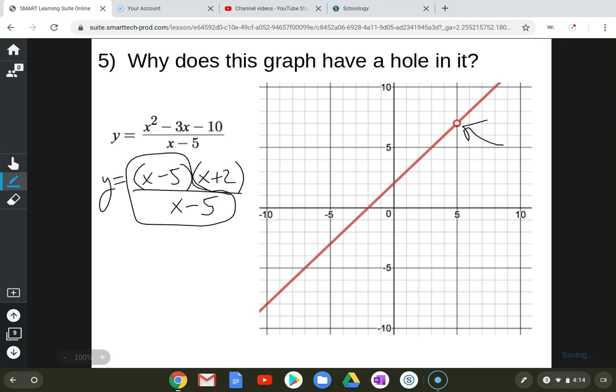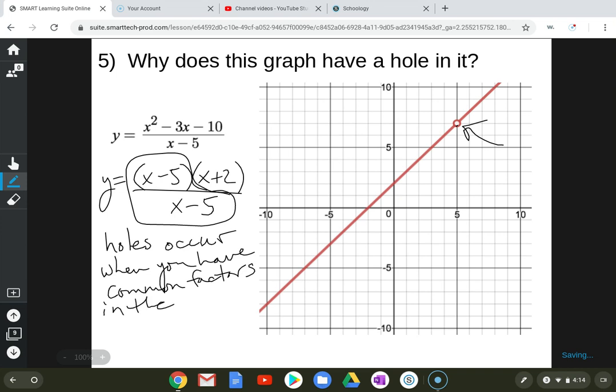So what happens? Holes occur when you have common factors in both the numerator and denominator. Anytime you have the same factor in both the top and the bottom, you're going to end up with a hole.